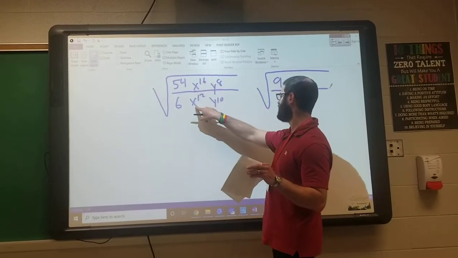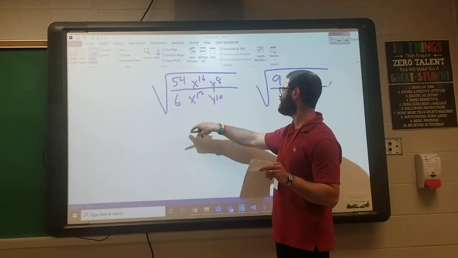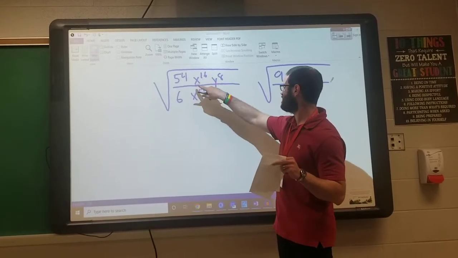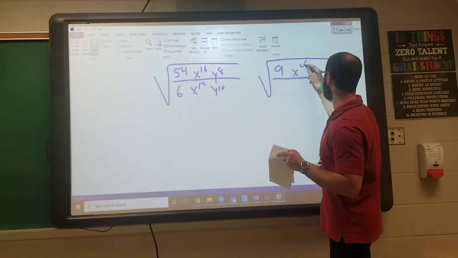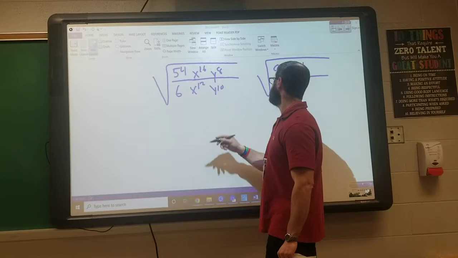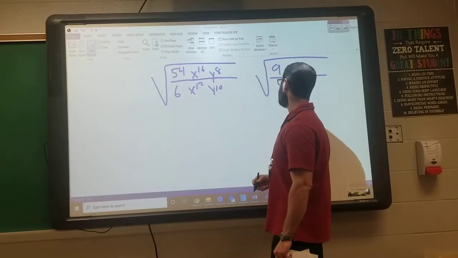X to the 16th divided by x to the 12th, so they have the same base of x. Remember, when we divide with exponents with the same base, we subtract. So 16 minus 12 would give us x to the 4th. Y to the 8th over y to the 10th.